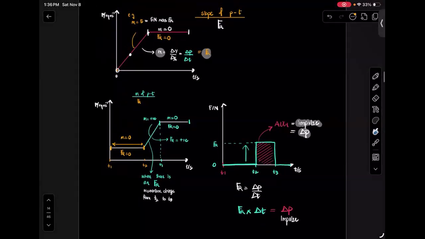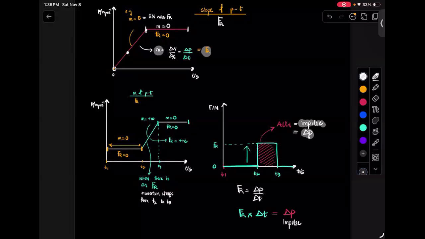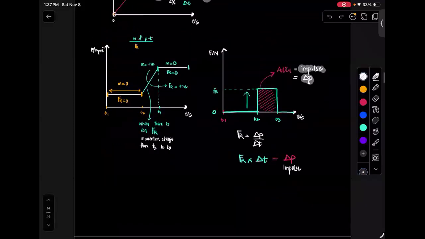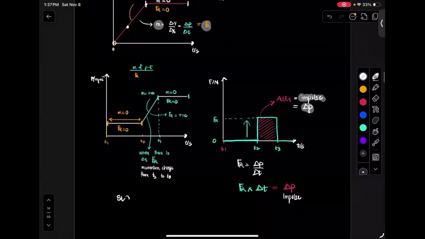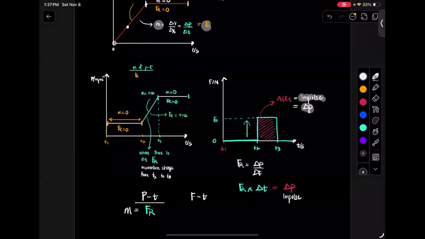Write it down first. Take a separate sheet of paper and write it down. What is the slope? What does the area under the graph give me? And then we'll solve the question. So I'll write down the summary. Momentum time: slope is equal to F resultant, and force time: area under the graph is equal to delta P.